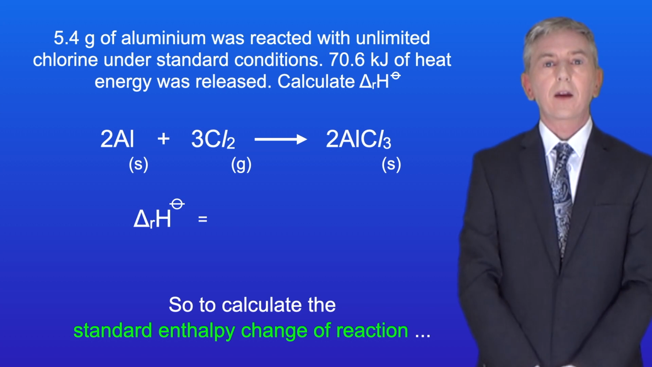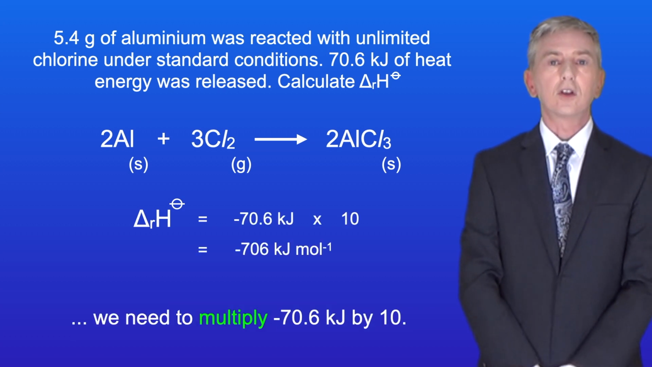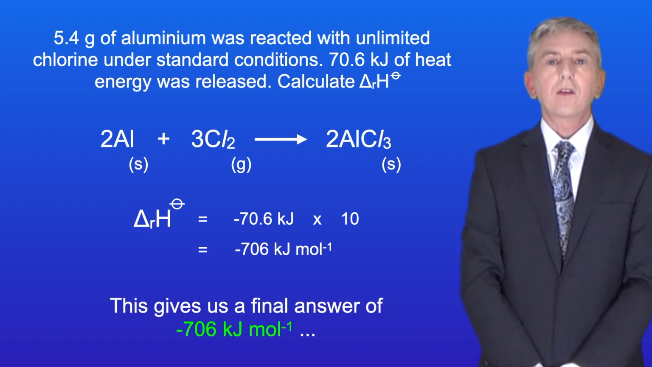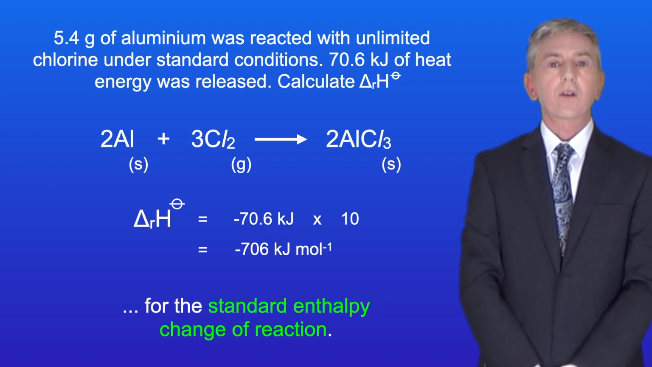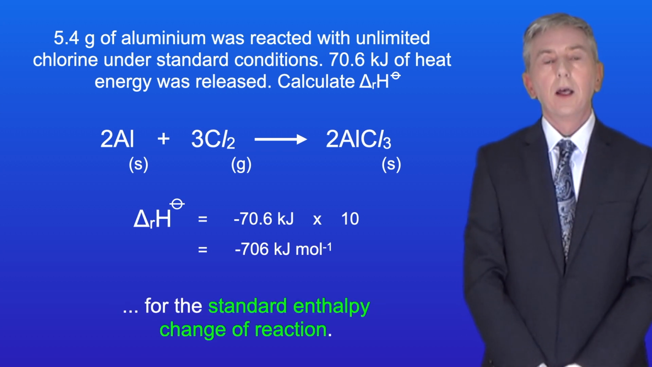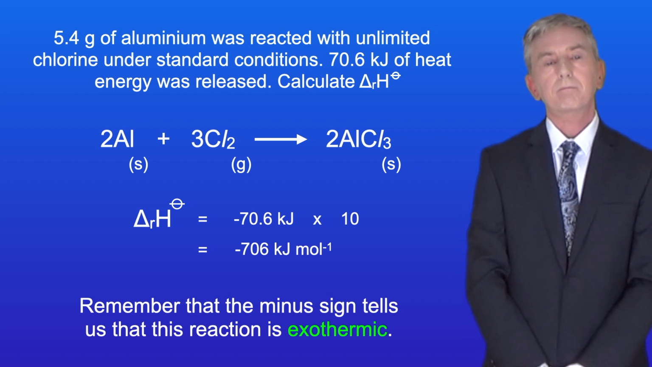So to calculate the standard enthalpy change of reaction, we need to multiply minus 70.6 kilojoules by 10. This gives us a final answer of minus 706 kilojoules per mole for the standard enthalpy change of reaction. And remember that the minus sign tells us that this reaction is exothermic.